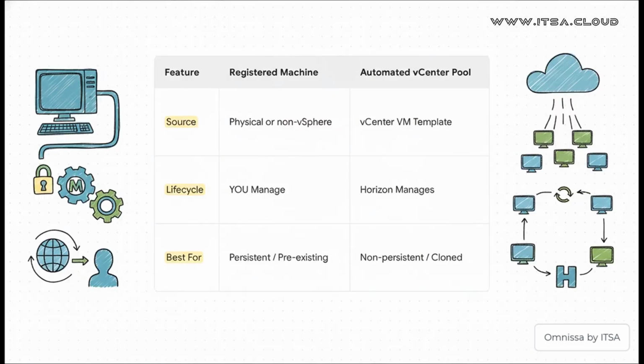And this table here, it just lays it all out perfectly. Look, on the registered machine side, the source is an existing physical machine, and you manage its lifecycle. On the other side, with a standard automated pool, the source is a vCenter template, and Horizon handles the whole lifecycle, the cloning, refreshing, all of it.